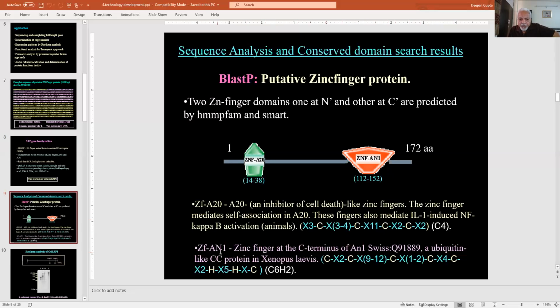And then ZFAN1, this is located at the C-terminal end of the protein. A20 is on the N-terminal of the protein, and this is on the C-terminal. And it has C6H2, the characteristic amino acid constitution of this domain, and it is present in a protein in Xenopus laevis.